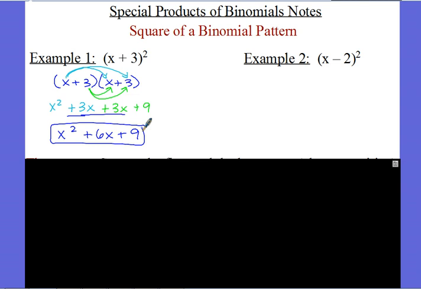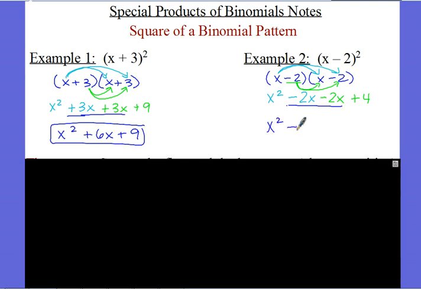Okay, let's look at one with subtraction. So I've got x minus 2 times x minus 2. Again, using the distribution method, I take the first term in the first polynomial and multiply it by both terms in the second. So I get x squared and then minus 2x. Then I take the second term in the first and multiply it by both terms in the second. Remember, this is a negative 2. So negative 2 times x is negative 2x, and negative 2 times negative 2 is positive 4. Then we combine like terms, and we end up getting x squared minus 4x plus 4.